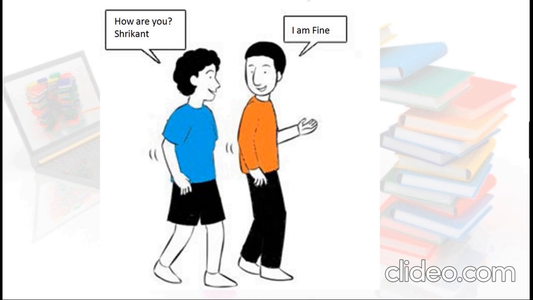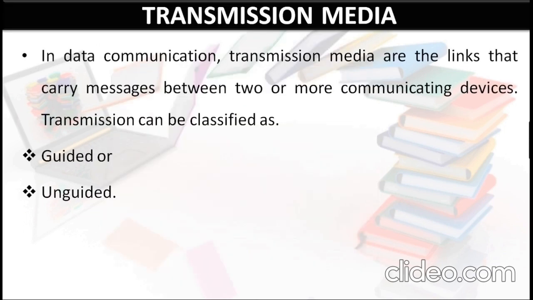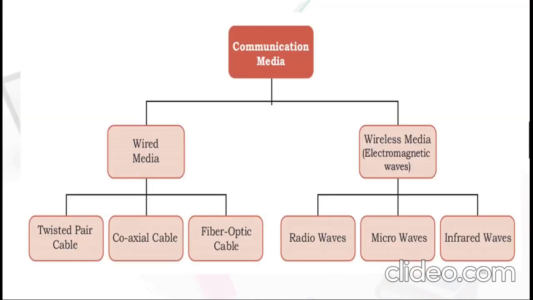Similarly, in computers also we require transmission media, and this transmission media in data communication is broadly classified into two main categories. One is called guided media, and another one is called unguided media. Further, in the guided media, we have twisted pair cables or wires, coaxial cables, and optic fibers. Similarly, in wireless media there are radio waves, microwaves, and infrared waves.